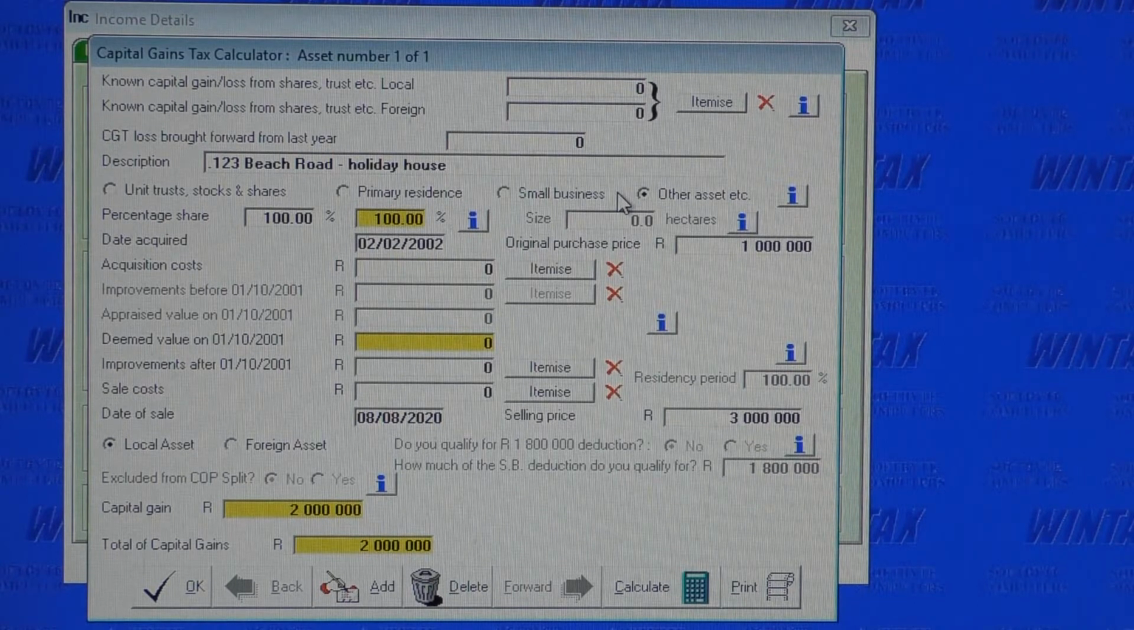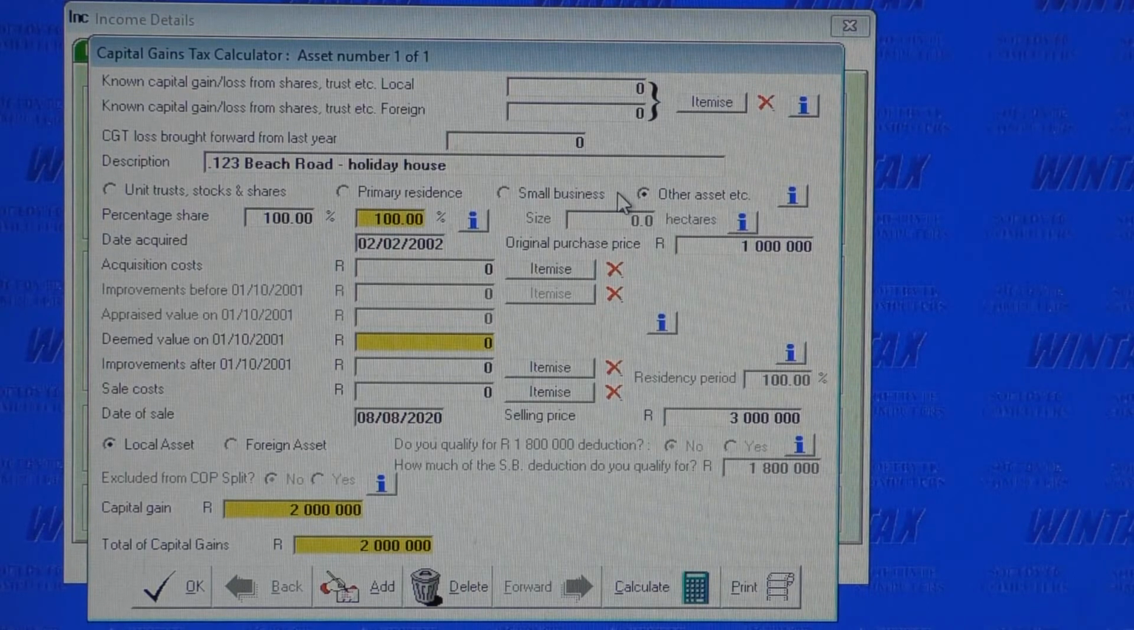Looking at this first very simple example, we can see that we bought this holiday house for 1 million rand and sold it for 3 million rand. So we made a profit of 2 million. The profit that SARS wants you to enter on the ITR 12 as code 4250 is 2 million rand. SARS will apply any COP splits, annual exclusions, inclusion rates, etc.